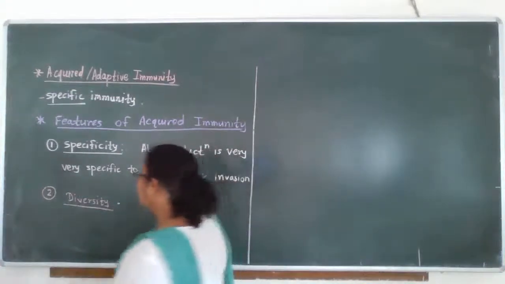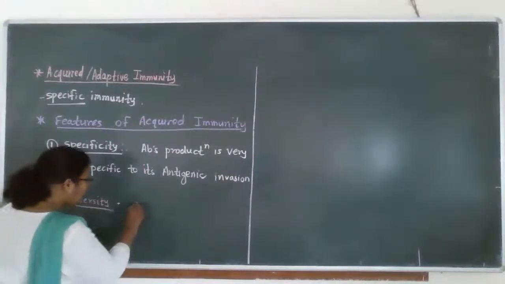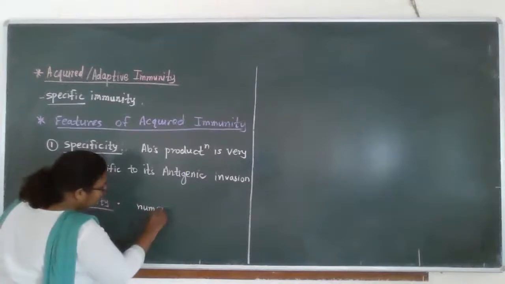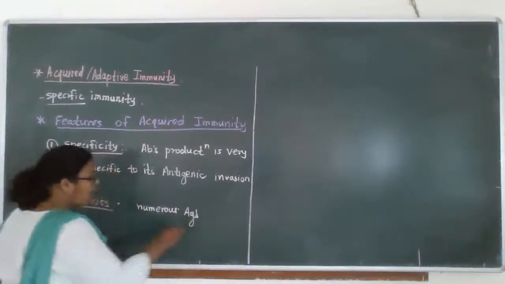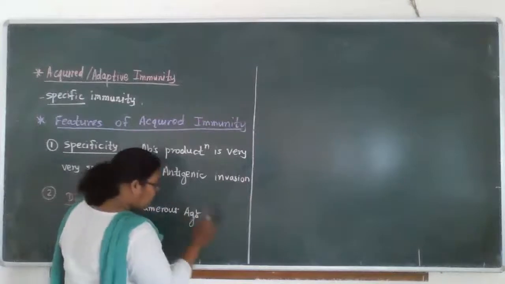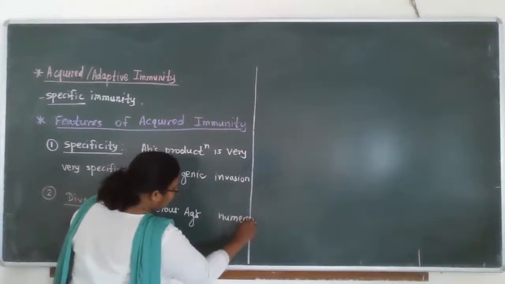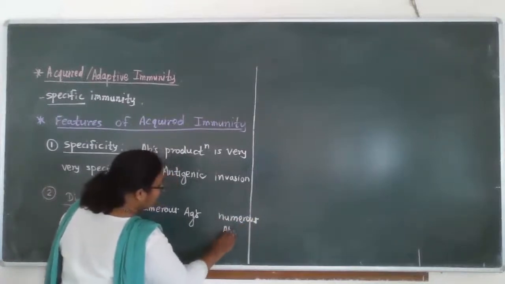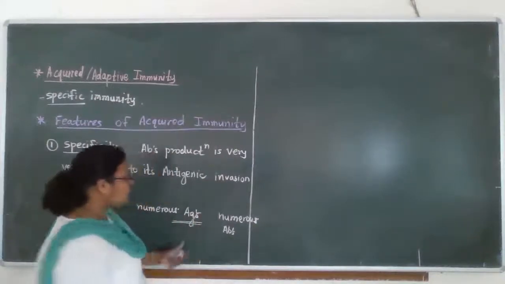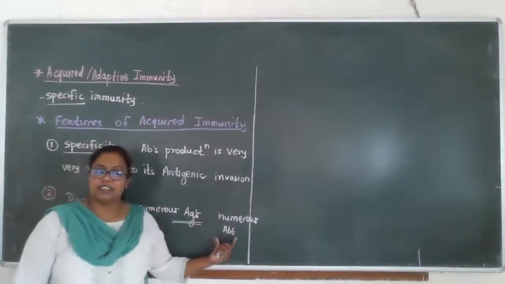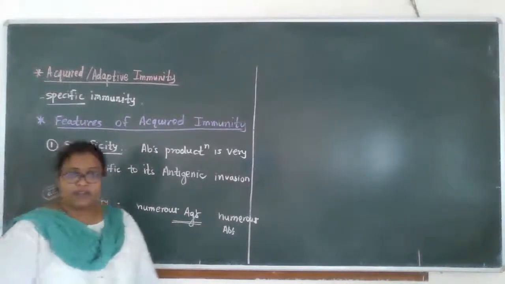So we have numerous antibodies. As there are numerous antigens, against these antigens our body has numerous antibodies according to the antigens, right? So there is tremendous diversity in the antibodies also. This is another feature.